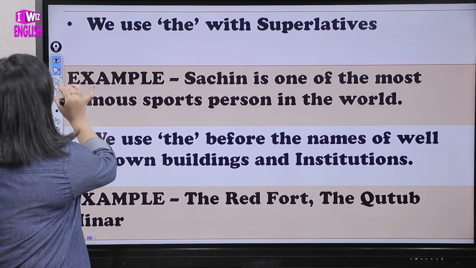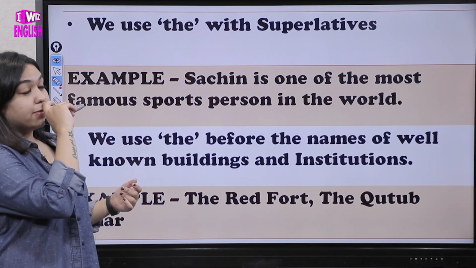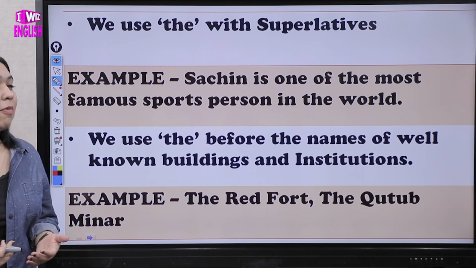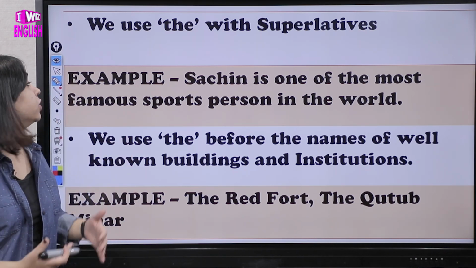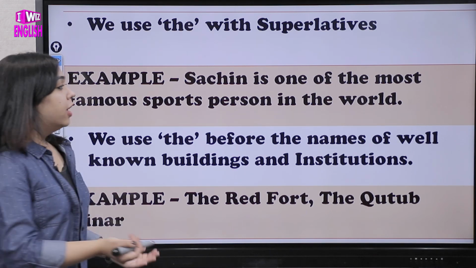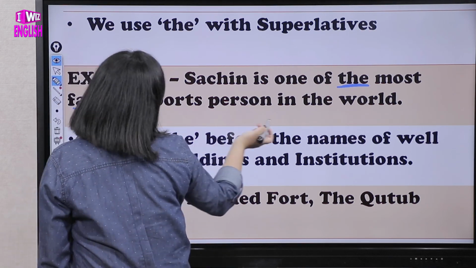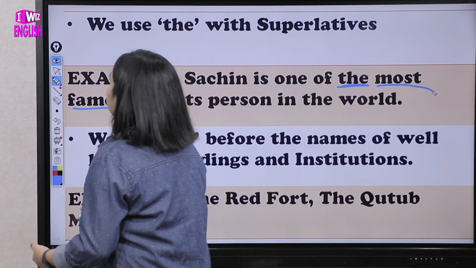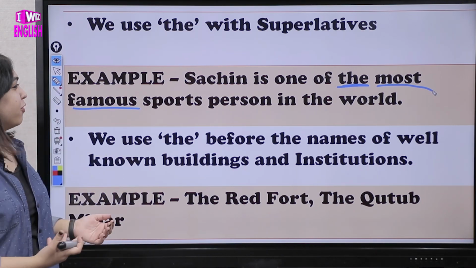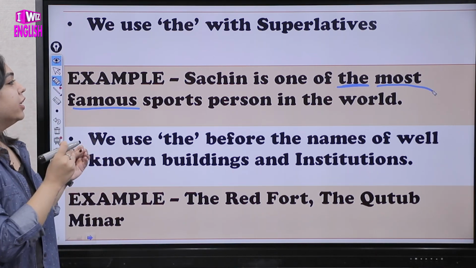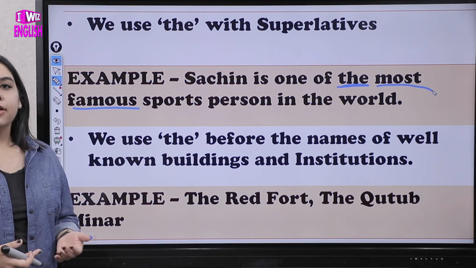Okay, so let's move on. We use the with the superlatives. This is something that we discussed in adjectives also, if you remember. So example, Sachin is one of the most famous sports persons in the world. You see that the is used with the superlative form, that is most famous. So this doesn't need much explanation because we have done it before also. So the simple story, long story cut short, is that with superlatives we are going to use the article the.